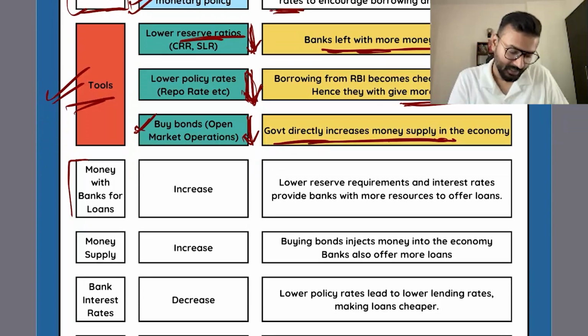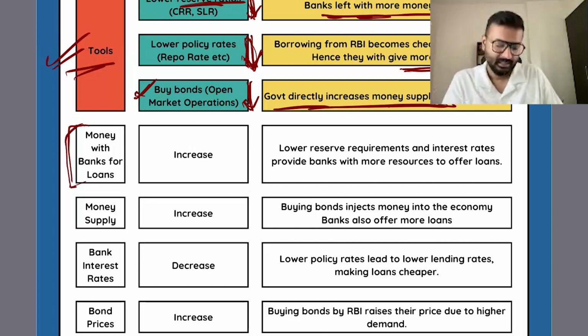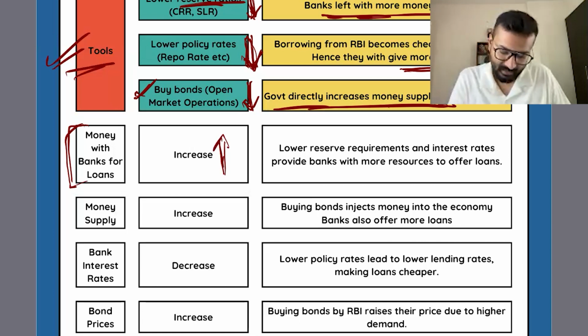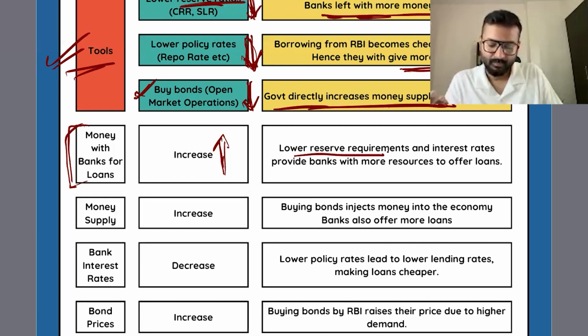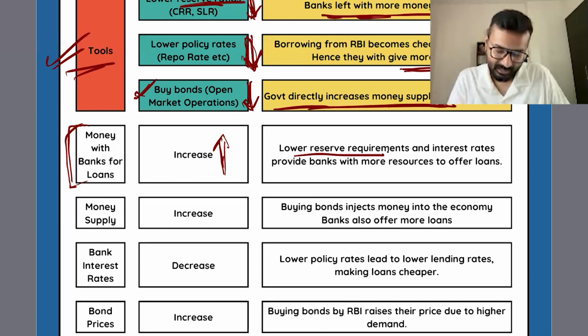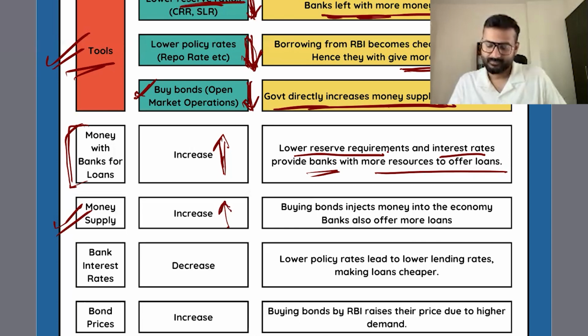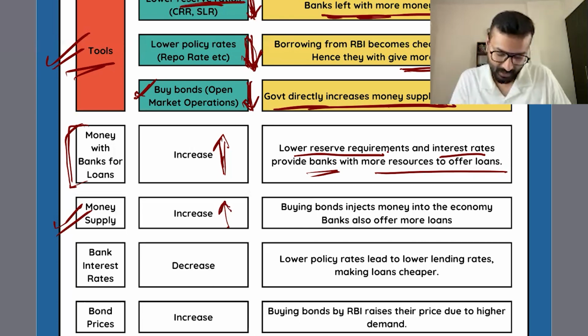What will happen to the money with the banks for loans? That will increase because number one, reserve ratios कम हो गए, so bank has to keep aside lesser amount of money, lower reserve requirements, but at the same time borrowing from the RBI is easier because the interest rates are low. So now banks have more resources to offer loans. What will happen to the money supply? Money supply will increase, right? Because banks are giving out more loans. At the same time, RBI is also buying bonds, which means injecting money, right? Buying bonds is injecting money in the economy, and banks are also offering more loans.